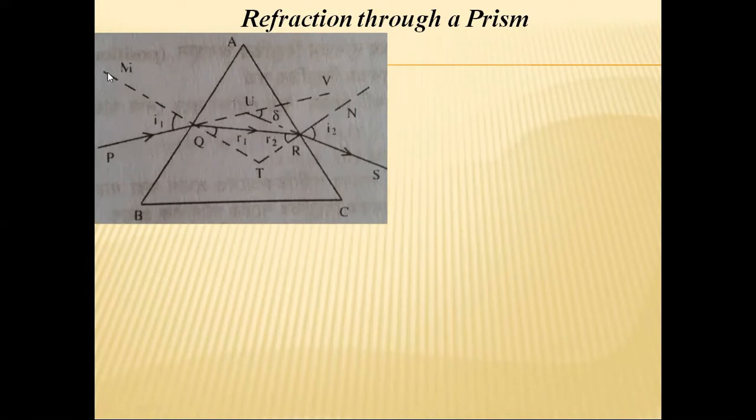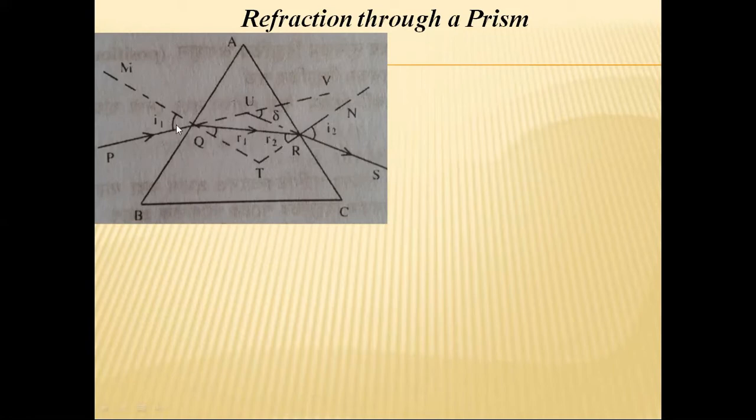If we draw the normal at the point of incidence, then there is the incident angle and the refracted angle. Outside the prism the light bends away from the normal, and there is again an incident angle and a refracted angle.